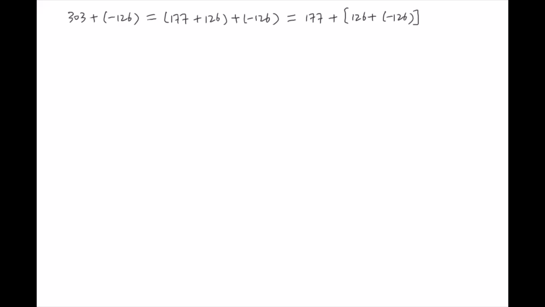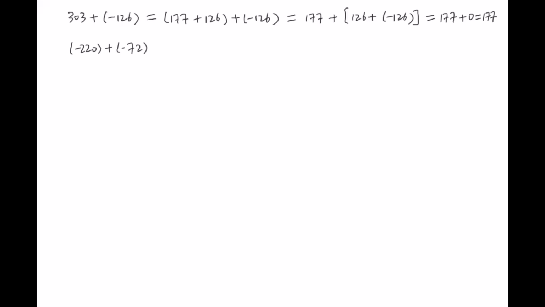Then we use the property of opposites. We can get plus 0. Then we can use the identity property of addition. We can get 177. Next example.